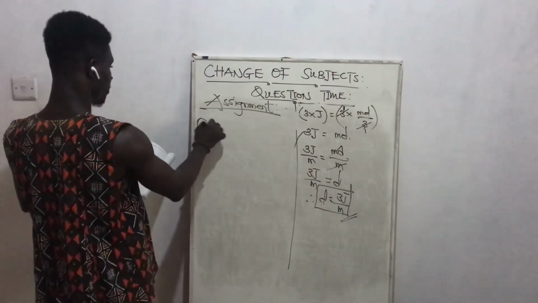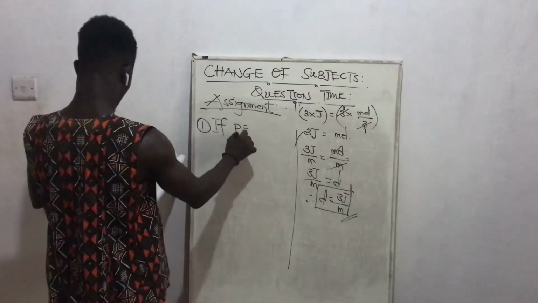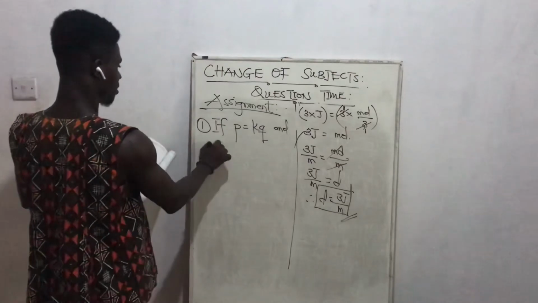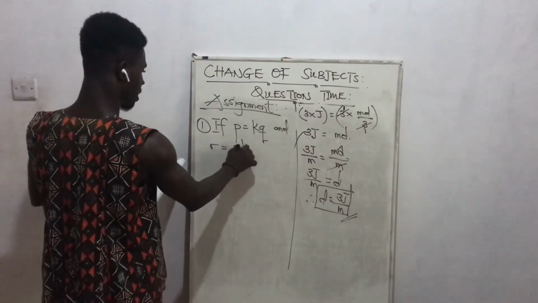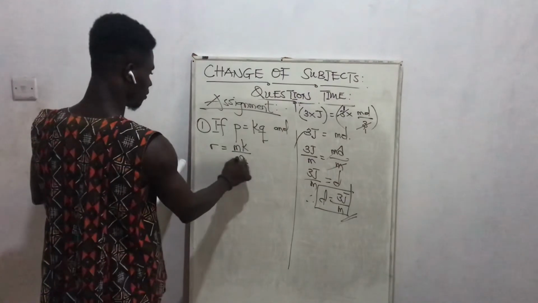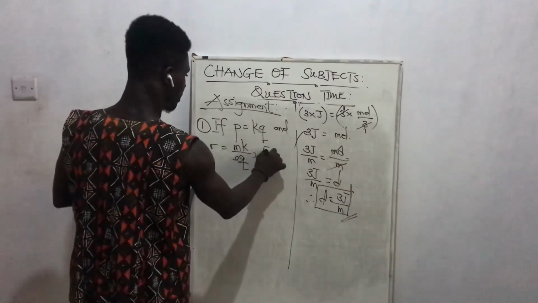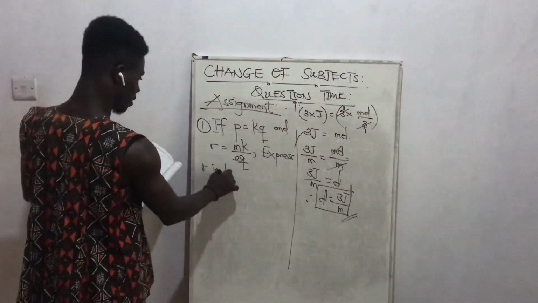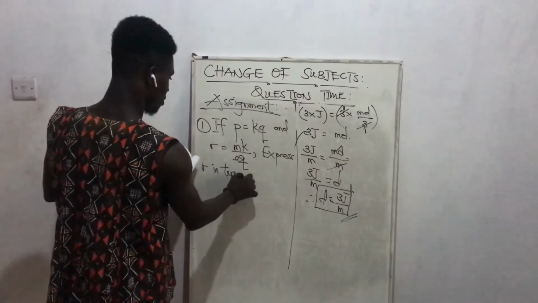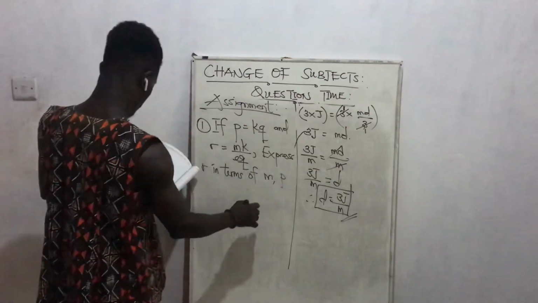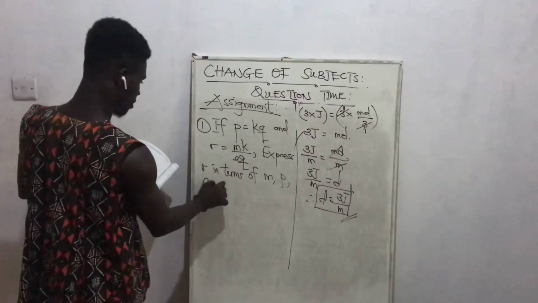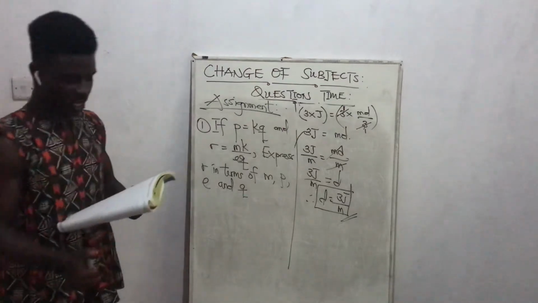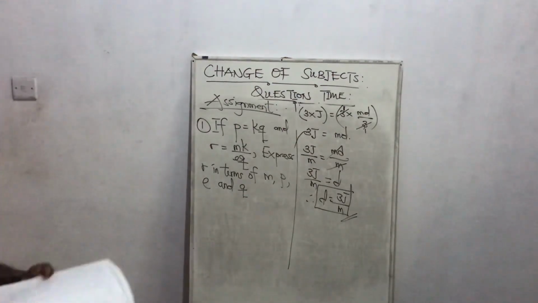Question 1, I have if P equals KQ and R equals MK all on EQ, express R in terms of M, P, E, and Q.